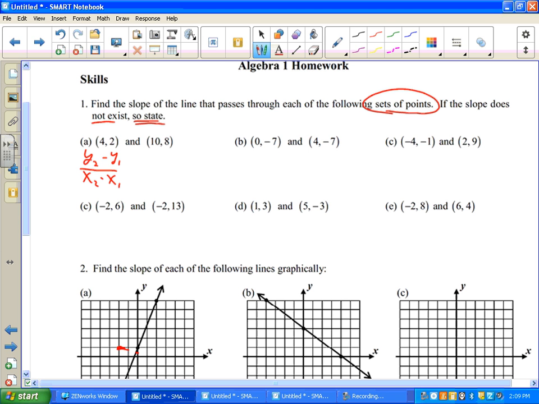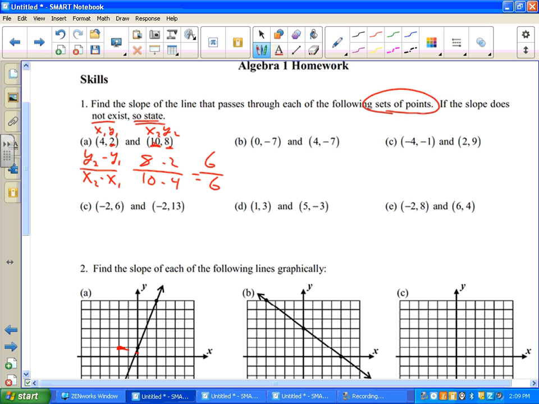And if I do it this way, I want to make sure that I know that's X1 and that's Y1, that's X2, and that's Y2. So Y2 comes first, and then Y1 comes, over X2 comes first, and then X1. 6 over 6.